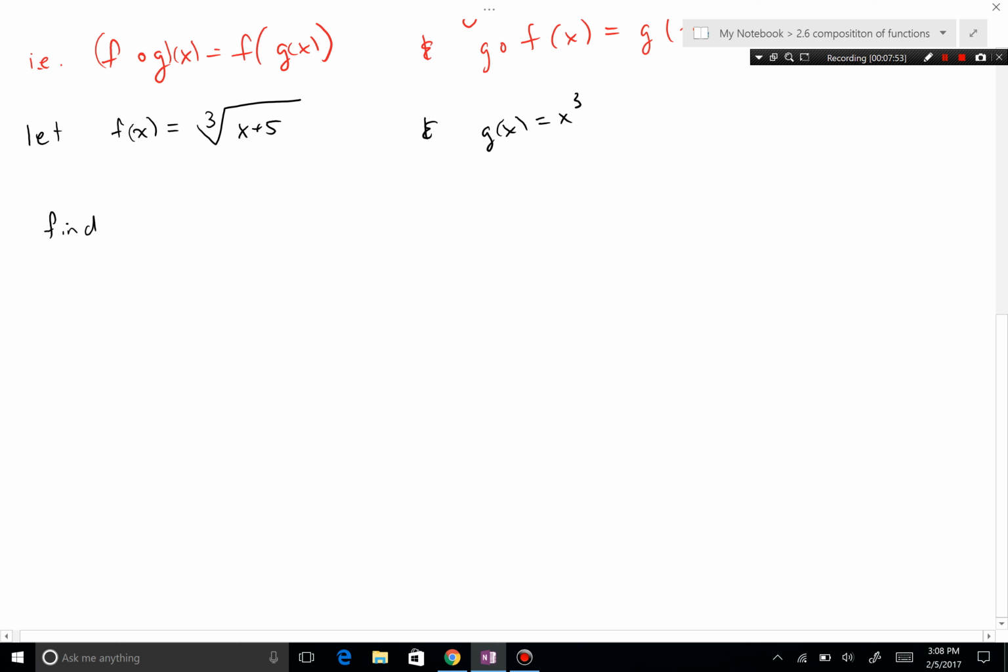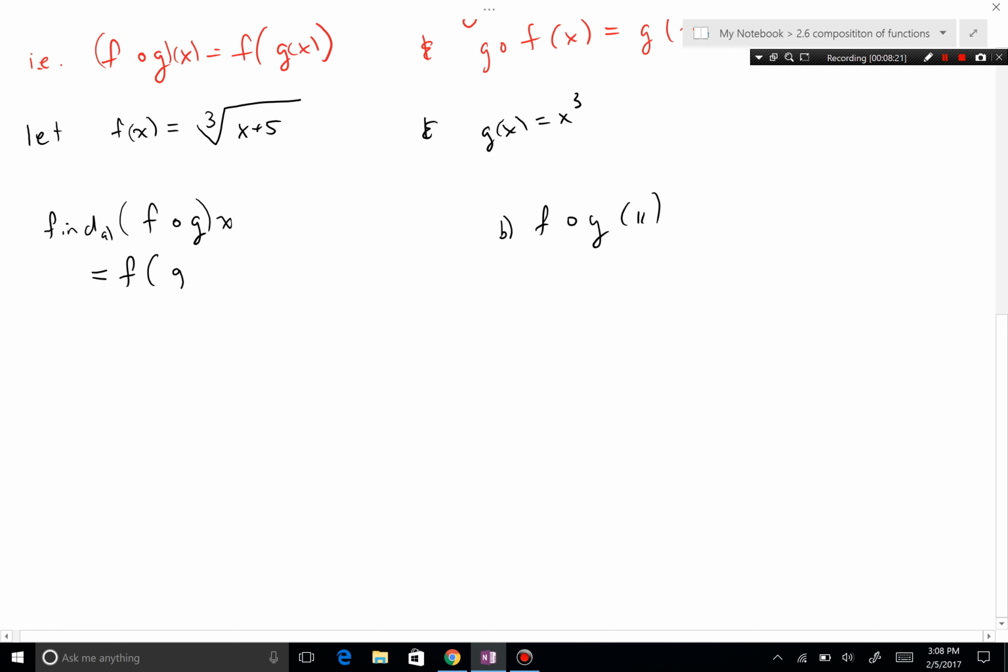Find, for A, f composed with g of x. And for B, I want you to find f composed with g of 11. And this is where I'm going to do some really cool stuff, with 11, not x. You just did that one, and I'm going to show you some cool stuff here. So what do we do for this guy?